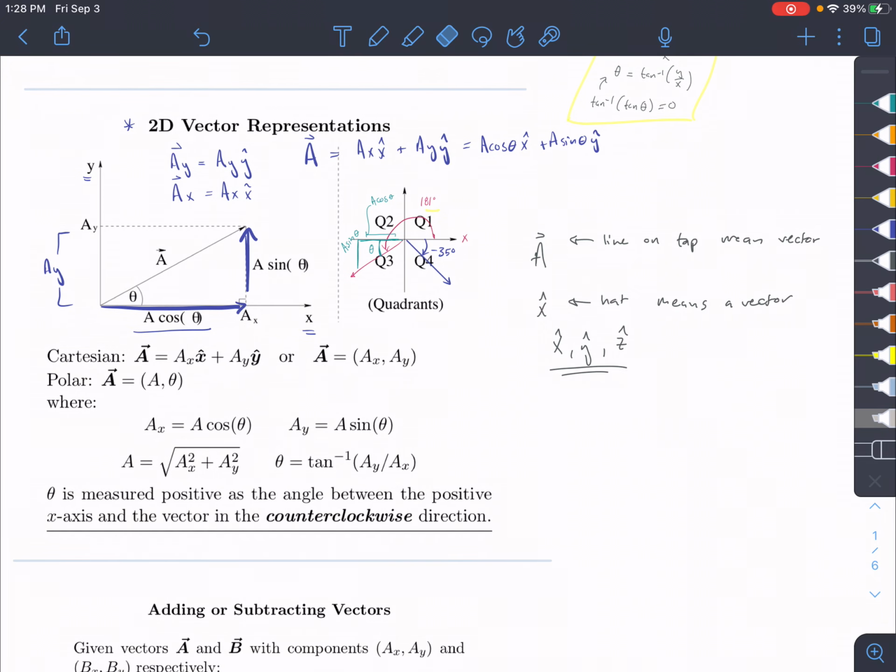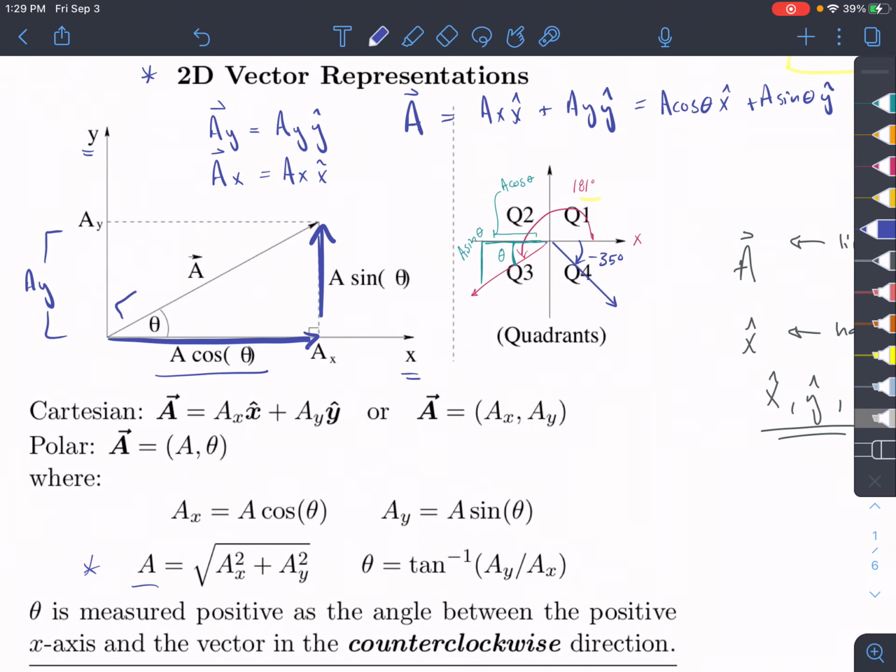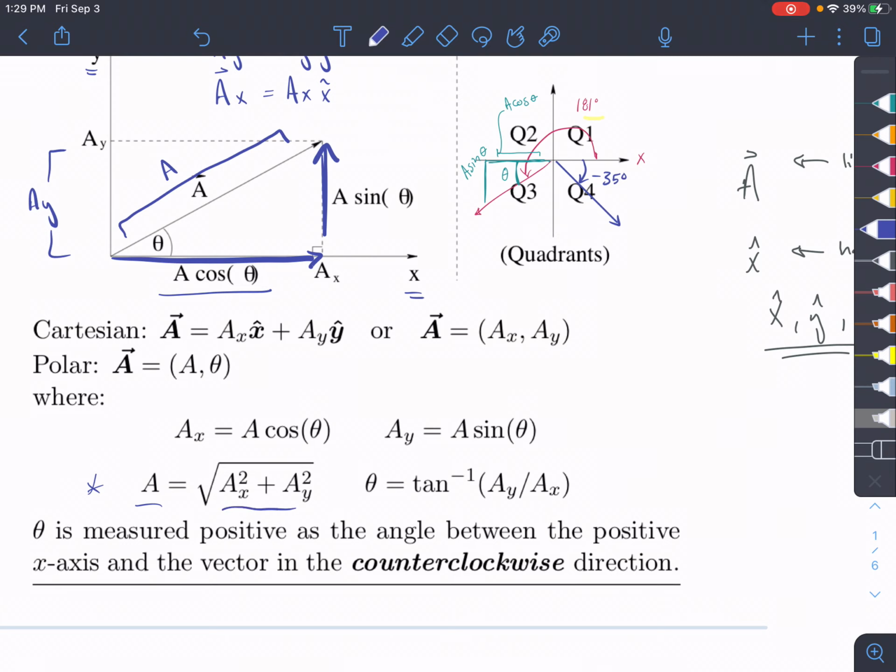All right. And then you'll notice that finding the magnitude for A, which is just, remember, no vector sign, so it's just the magnitude, which is how much in a direction. So the magnitude for A is just sort of the length of this line here. Notice that this is just the Pythagorean theorem.